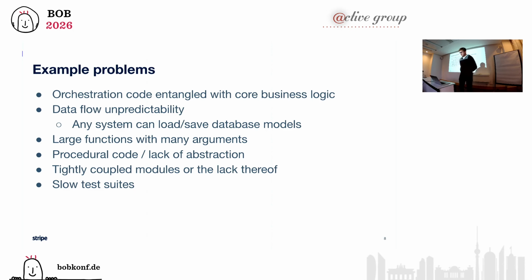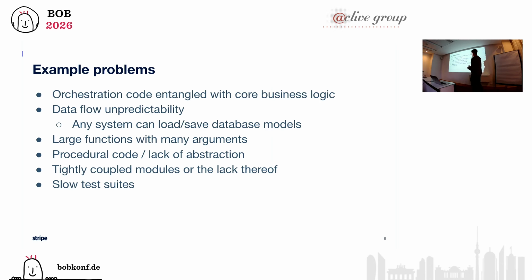So here are some example problems that I wanted to highlight that we discovered looking at our code base. I think the first one is orchestration code entangled with core business logic. So basically, we do have a lot of pure calculations that should be simple functions that you can just run and test. But it turns out those are interleaved with database calls and other stuff. And so now it's hard to test, hard to modify, and hard to reason about.